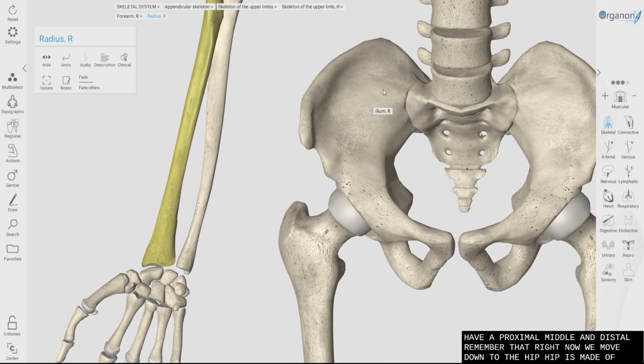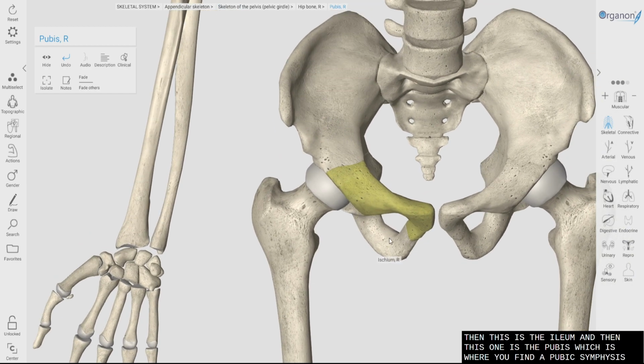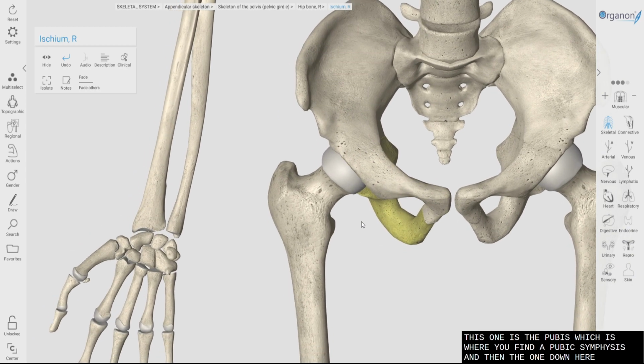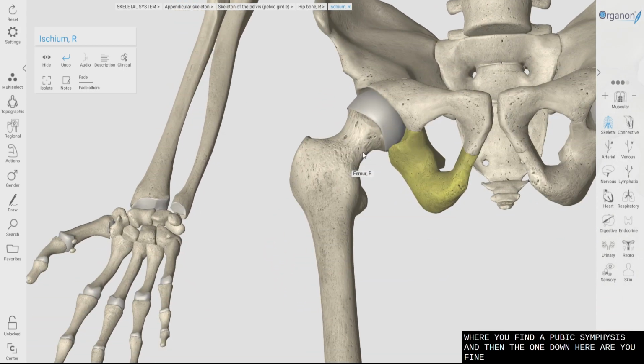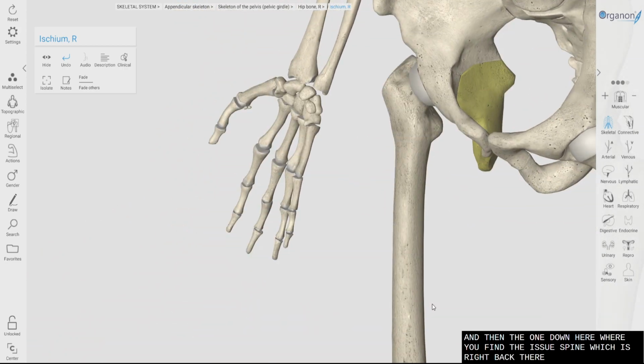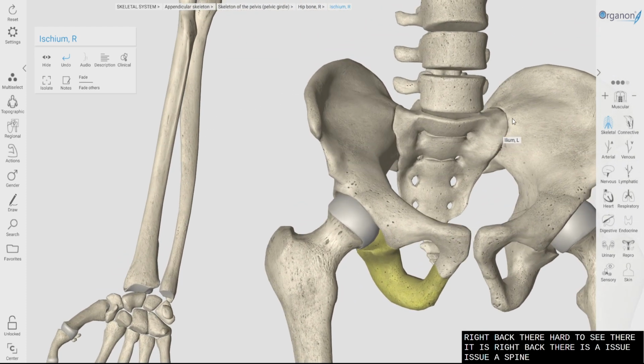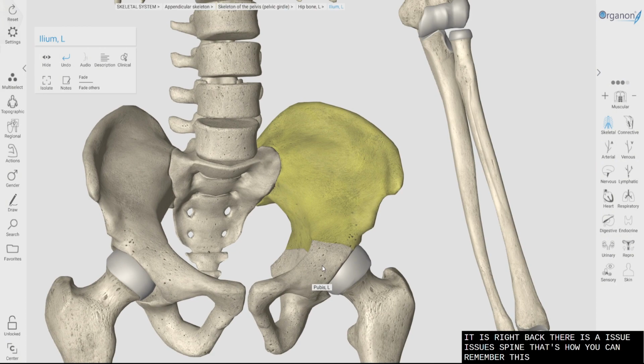All right, now we move down to the hip. Hip is made of a couple bones, 3 bones. So this is the ilium, this is the iliac crest, and then this is the ilium. And then this one is the pubis, which is where you find the pubic symphysis. And then the one down here is the ischium, where you find the ischial spine, which is right back there. Hard to see. There it is. Right back there is the ischial spine. That's how you can remember this. So ilium, pubis, and ischium.